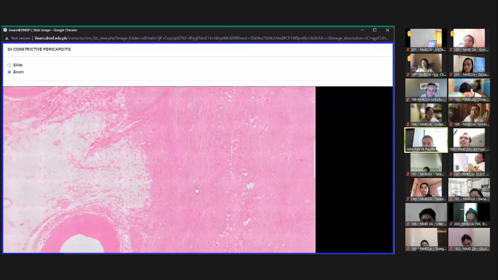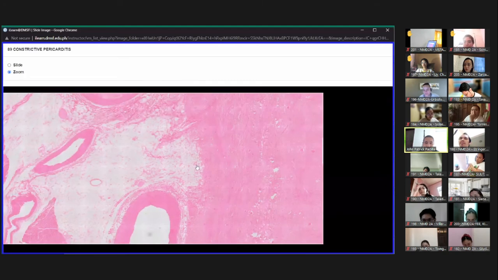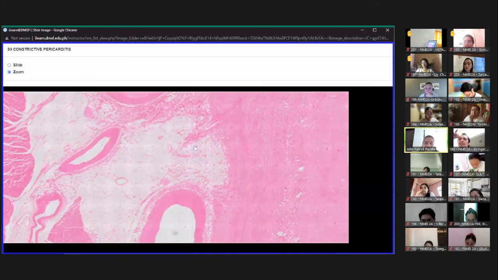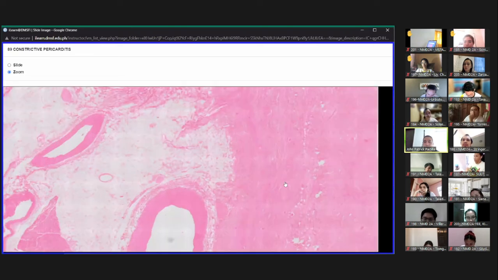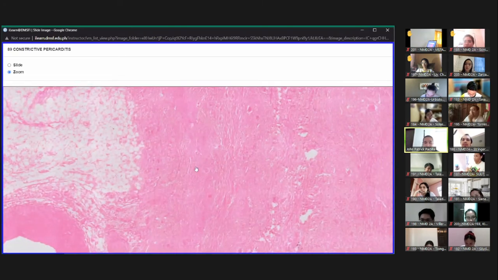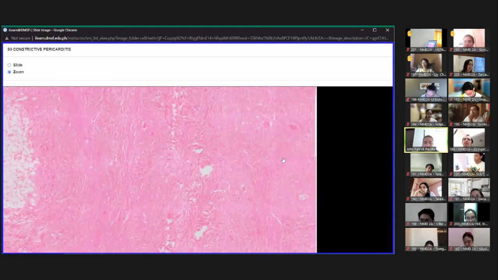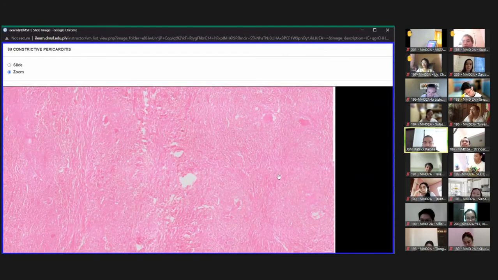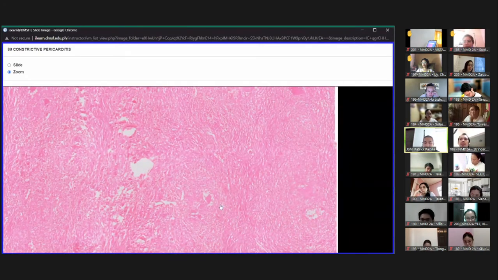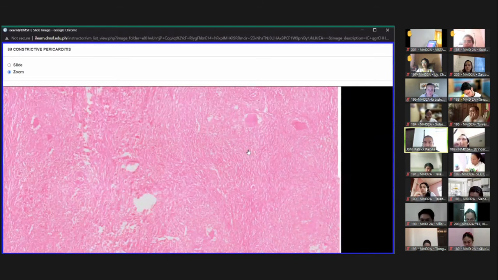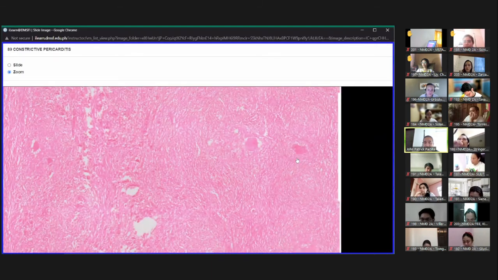Okay. So again, the composition of the pericardium would be fibrocollagenous to fibroadipose tissue. In this particular case, there would be thickening of the pericardium. Okay, there's the presence of fibrosis as well as inflammation brought about by the presence of chronic granulomatous inflammation, characterized by granulomas formed by epithelioid histiocytes, as well as the presence of Langhans type giant cell.